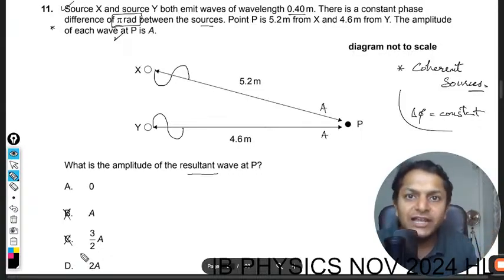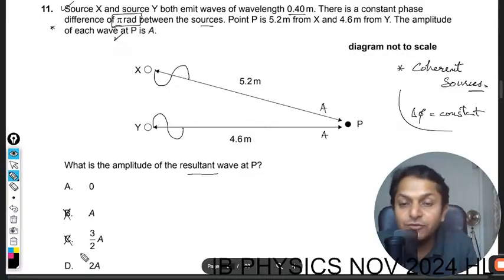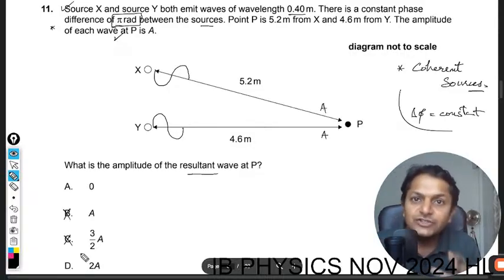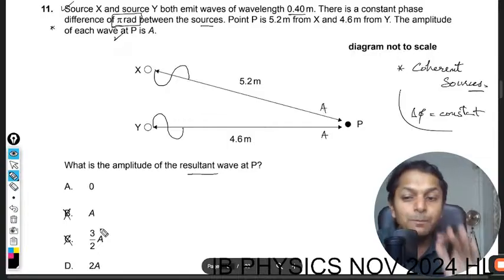If tomorrow they tell you that there is another formula here, that is not covered in your syllabus, I can give you that formula. But if that is not covered in your syllabus, these answers are not possible. So for this time, B and C are wrong. They are not the answer.